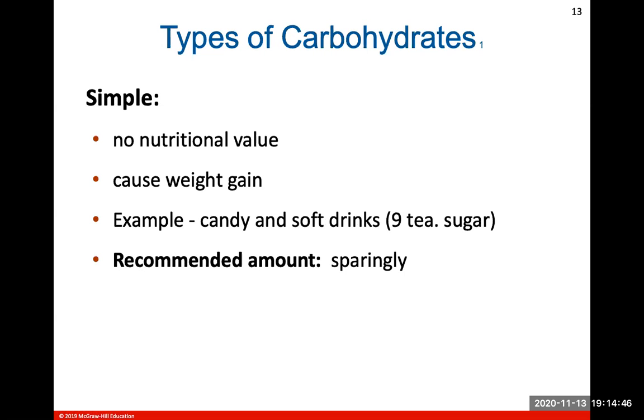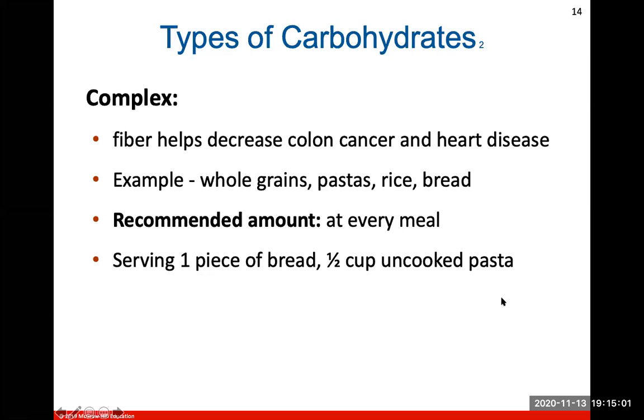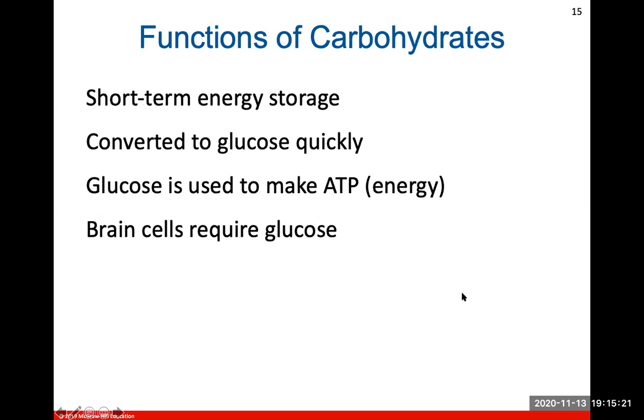A simple carbohydrate has no nutritional value. It causes weight gain. An example of a simple carbohydrate is candy and soft drinks, which have about 9 teaspoons of sugar in them. The recommendation is to eat these sparingly. Complex carbohydrates contain more fiber that helps decrease colon cancer and heart disease. Examples of complex carbohydrates are whole grains, pastas, rice, and bread. It's recommended to eat them in moderation at every meal. For example, a serving is 1 piece of bread or half a cup of uncooked pasta.